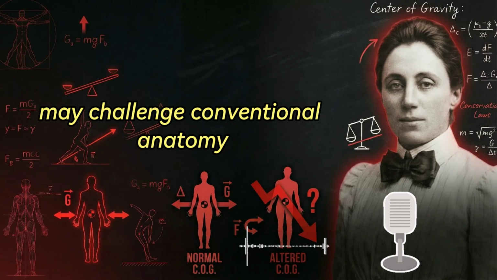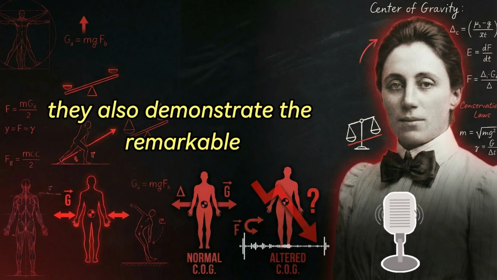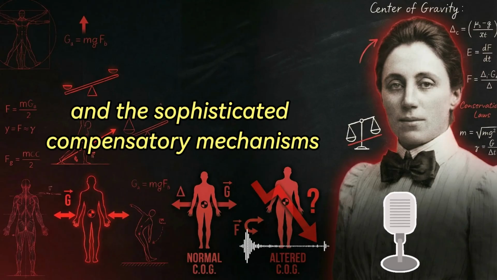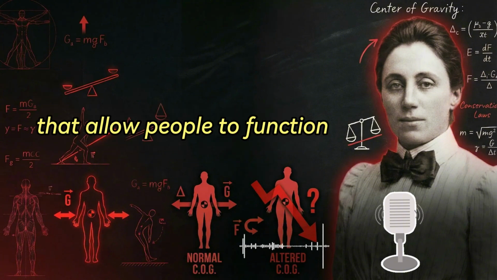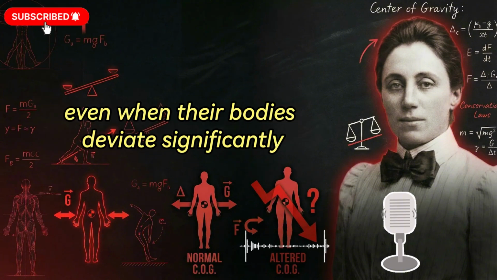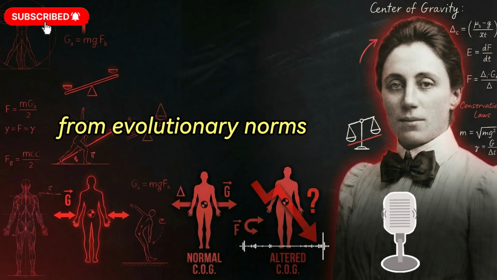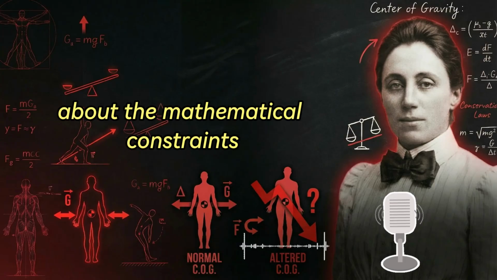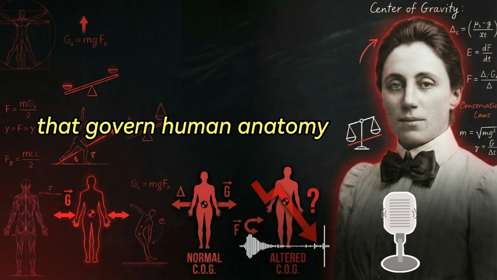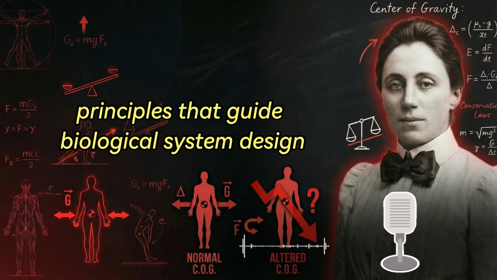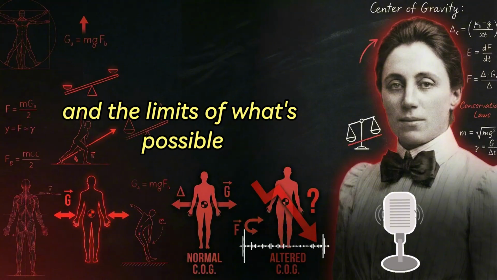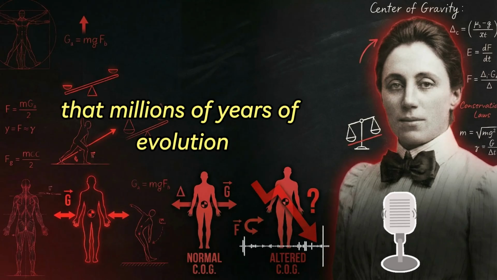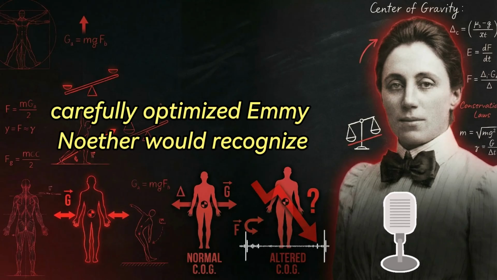While her proportions may challenge conventional anatomy, they also demonstrate the remarkable adaptability of human physiology and the sophisticated compensatory mechanisms that allow people to function even when their bodies deviate significantly from evolutionary norms. The physics of her famous curves reveal deeper truths about the mathematical constraints that govern human anatomy, the engineering principles that guide biological system design, and the limits of what's possible when we attempt to modify the proportional relationships that millions of years of evolution carefully optimized.